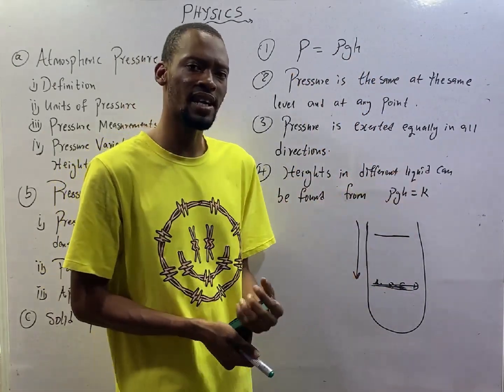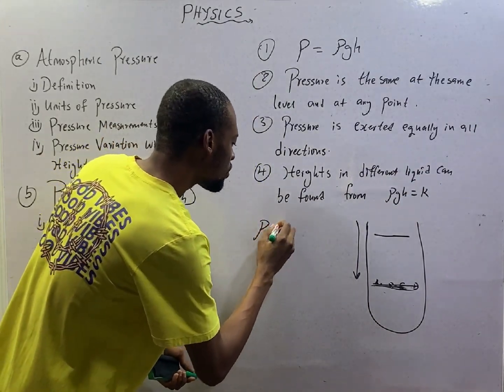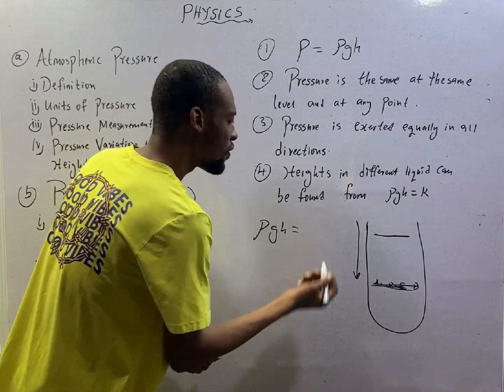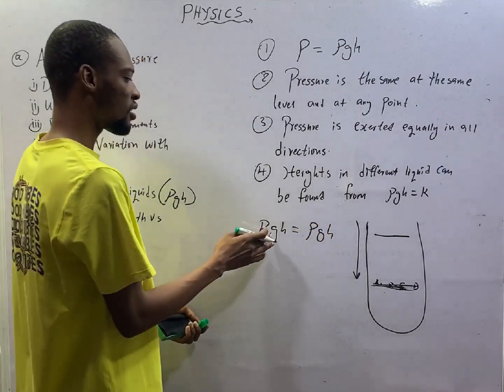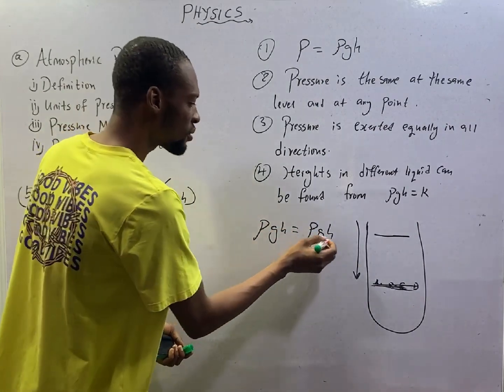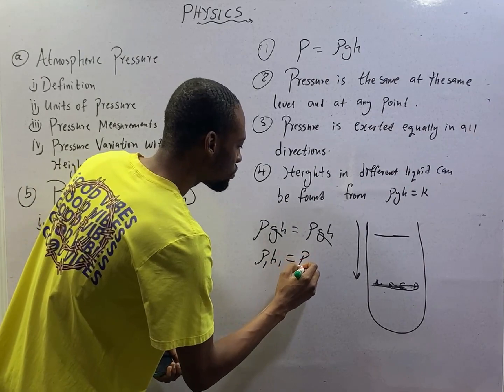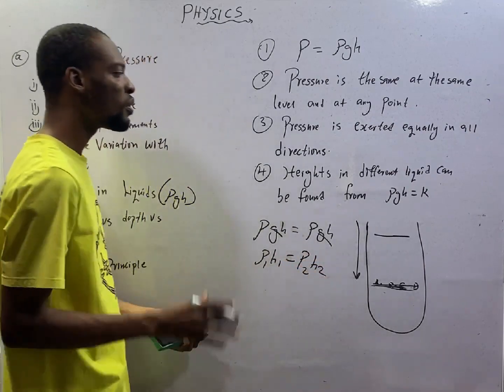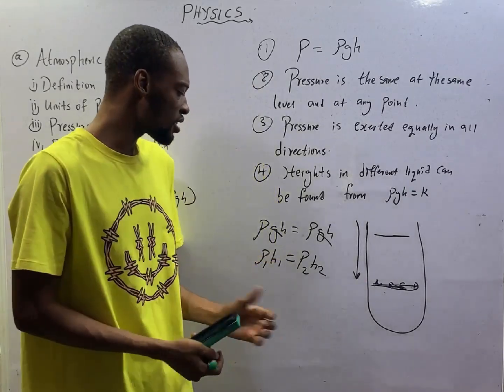So pressure is constant. When you equate both of them, the pressure of the first one, rho gh, equals the pressure of the second one, rho gh. h and g are the same, so this cancels this. Rho 1 h1 equals rho 2 h2. So if you have two different liquids and you are comparing their pressure, this is the formula.